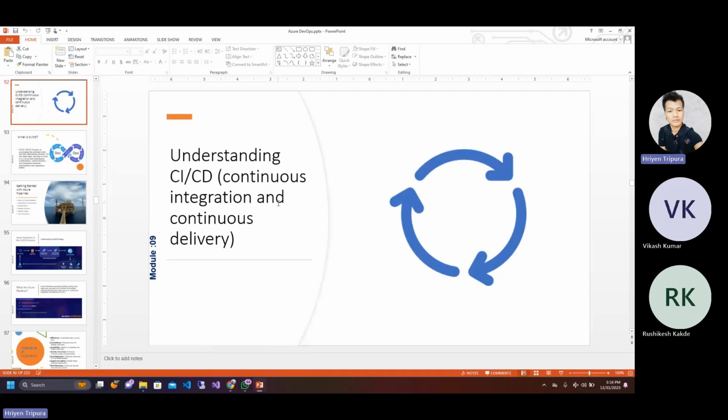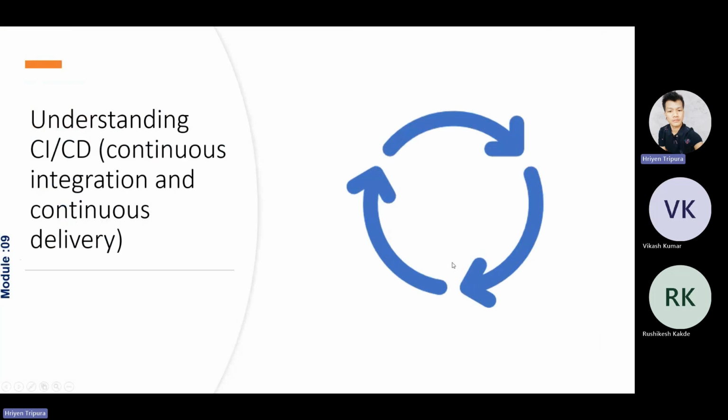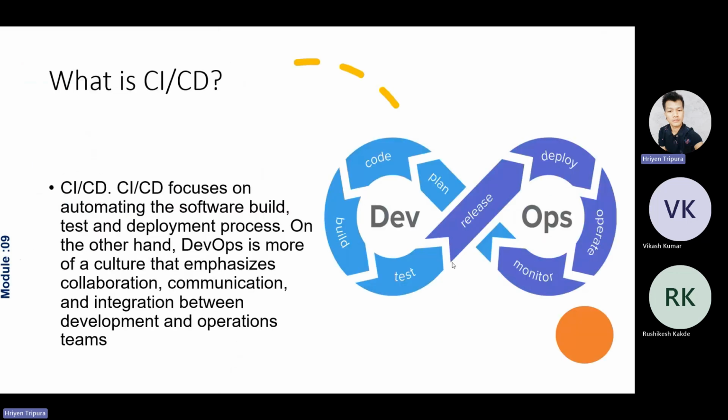So today, like I mentioned, we'll be discussing CI/CD. In CI/CD, we will see what exactly CI/CD is, right? As you can see in the diagram, CI is continuous integration, and CD means continuous deployment. It focuses on automating the software build, test, and deployment process.